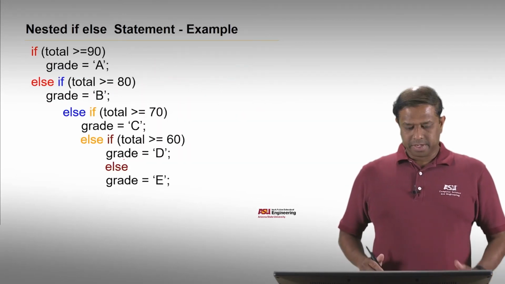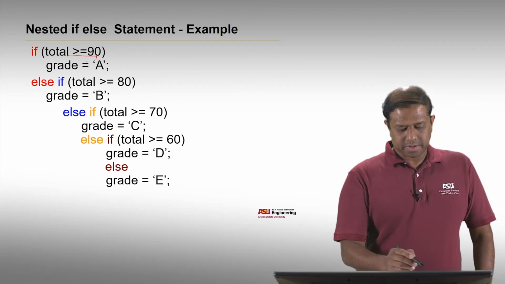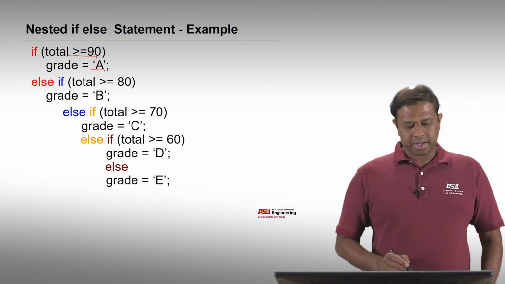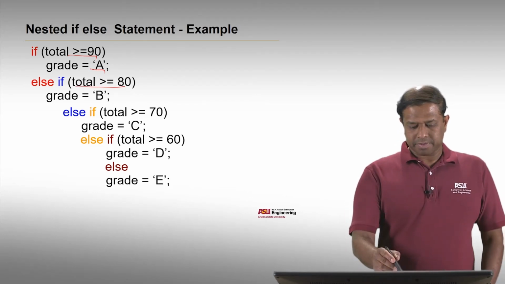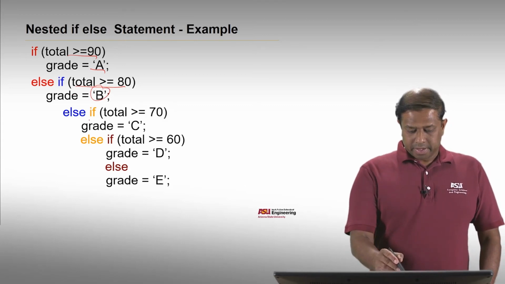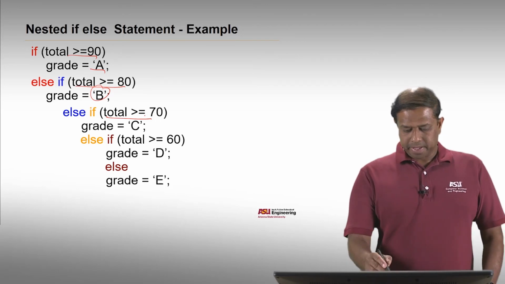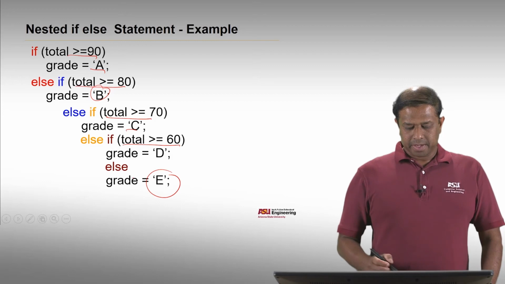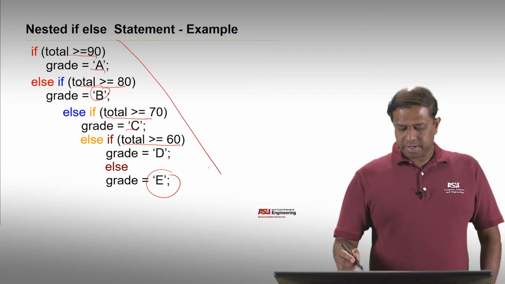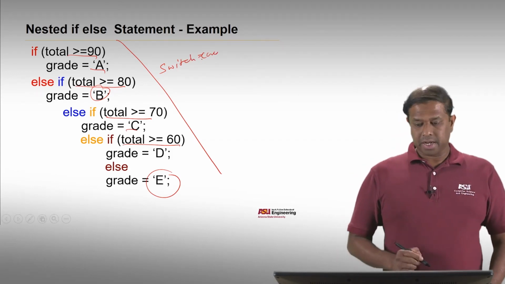All right, so here is the final assessment for it. If the total is greater than or equal to 90, we can give the grade A. Otherwise, if the total is greater than or equal to 80, we can give letter grade B. If it is also not the case, we can check if the total is greater than or equal to 70, so C and D, and then finally E. Converting this statement into switch case can be done, but it's challenging.